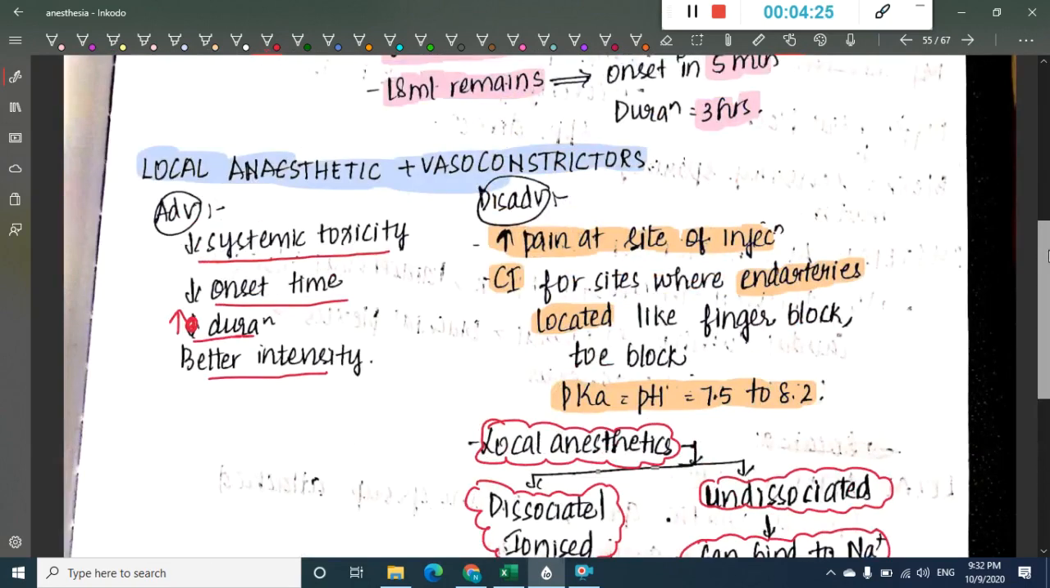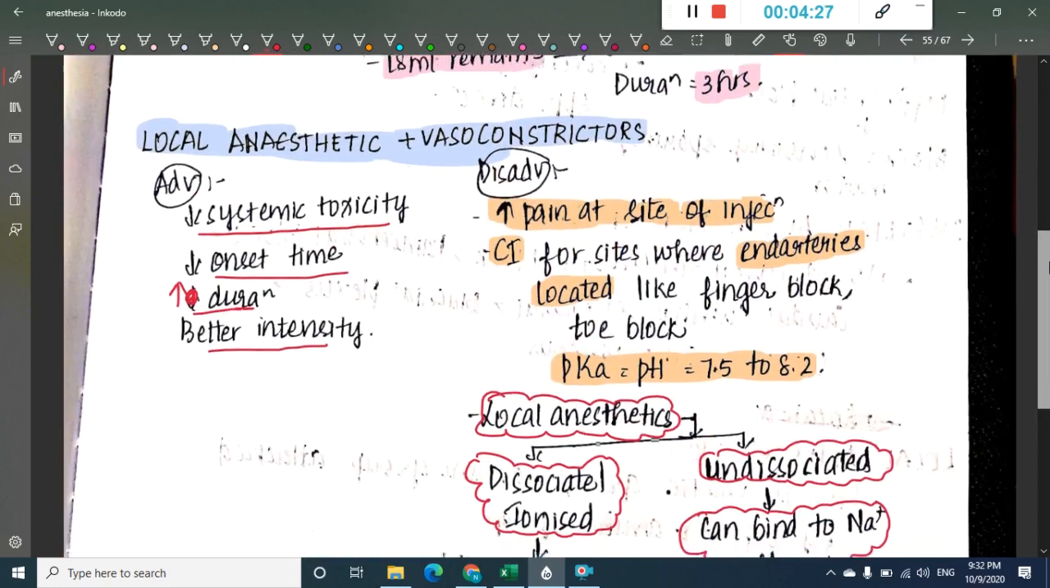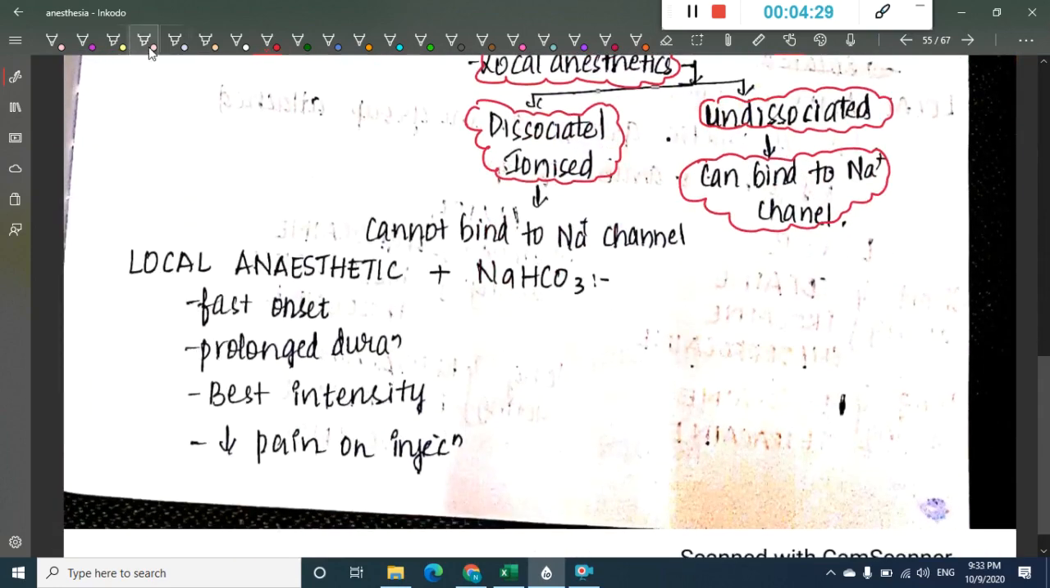Okay, then this is about local anesthetic given with a vasoconstrictor. Then if the local anesthetic is given along with NaHCO3, what is the outcome? If a local anesthetic is given along with NaHCO3, that is sodium bicarbonate, then it has a faster onset of action. Second, it has prolonged action, and third, best intensity, and it decreases the pain on injection also.